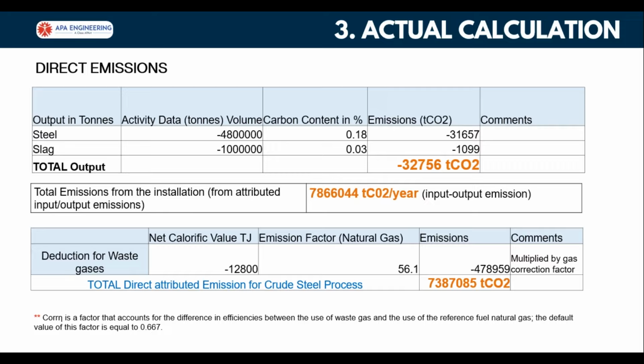And once we have arrived at that, we also saw the concept of waste gases. We had prescribed earlier in the formula that when you want to find out direct emissions, you also have to deduct your waste gases. So you have your net calorific value, and your emission factor is provided. You can use the default emission factors for this. We also use a gas correctional factor. Once you multiply them, that is like 12800 into 56.1 into 0.667, which is a gas correction factor, you will get your emissions for waste gases. So this has to be subtracted from your total emissions, and you will have your total direct attributed emissions for your crude steel process.